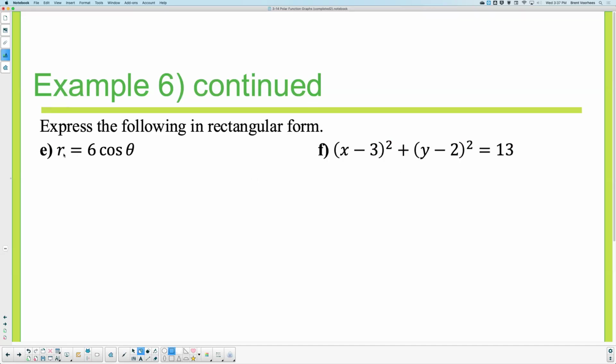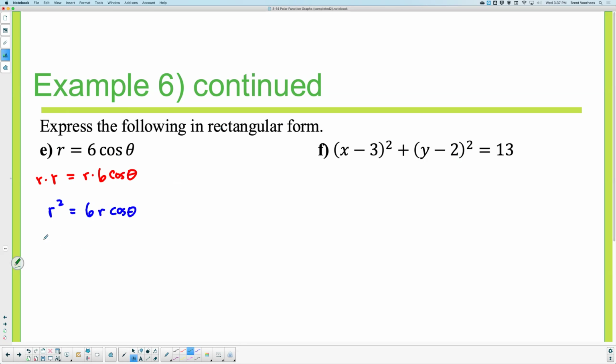Two more. r equals 6 cosine theta. On this one, I would do this a little differently. I would multiply both sides by r. If I multiply both sides by r, let me write it out like this: r times r equals, how about r times 6 cosine theta? The reason I would write it this way is this is r squared. This becomes 6r cosine theta.